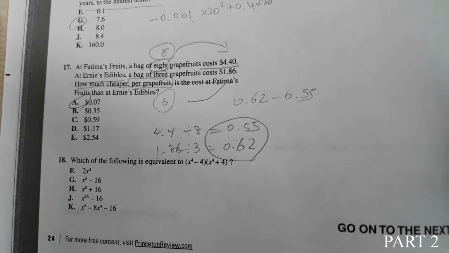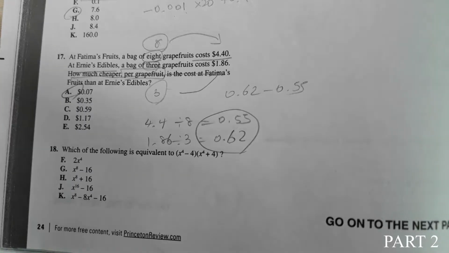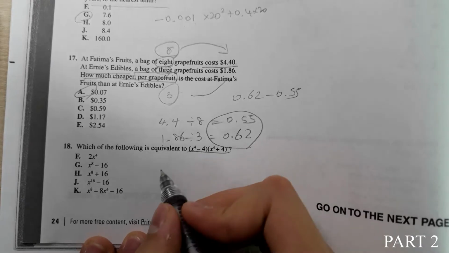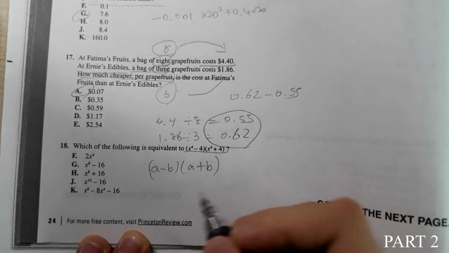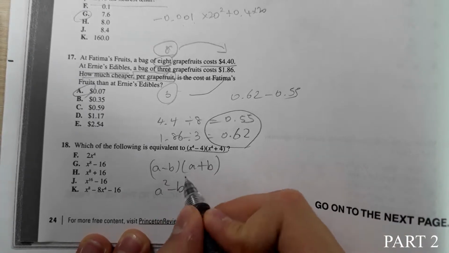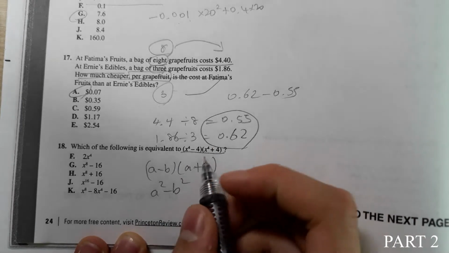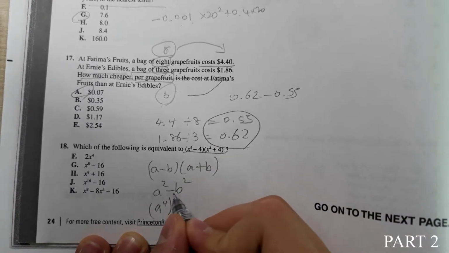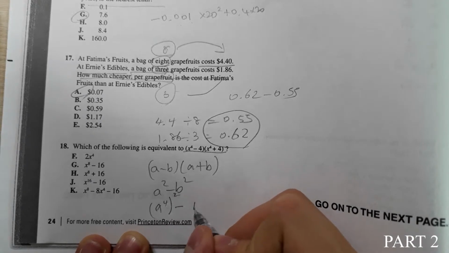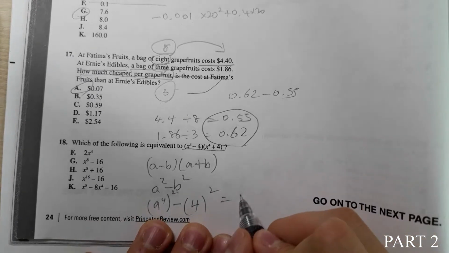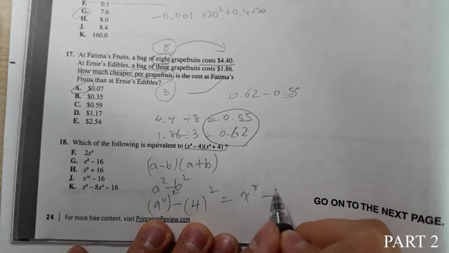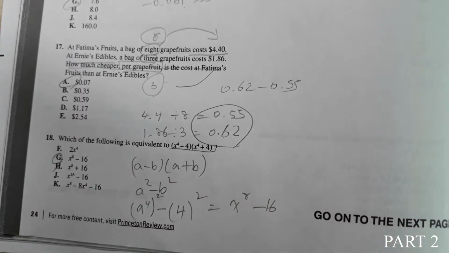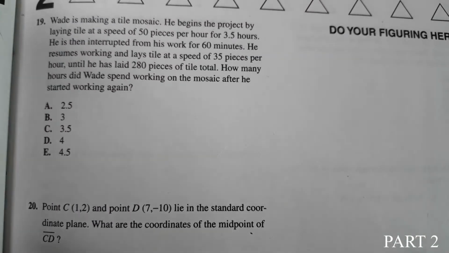Okay, number 18. Which of the following is equivalent to this expression right here? This expression is basically this, which results in something that looks like this. So let's find something like that. So this is A squared minus B squared, which is 4 squared, and this would result in x to the 8th power minus 16. So the answer would be G. Okay. Good. Let's go right to number 19.